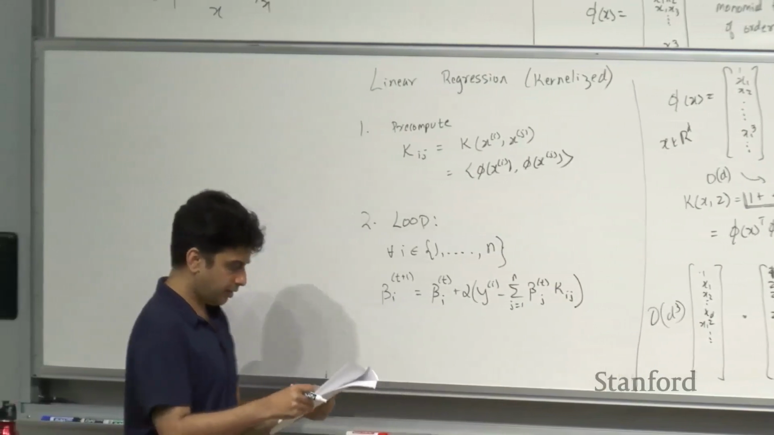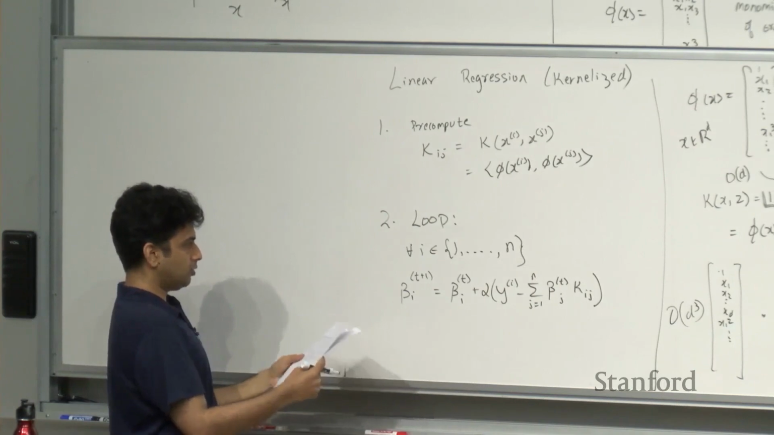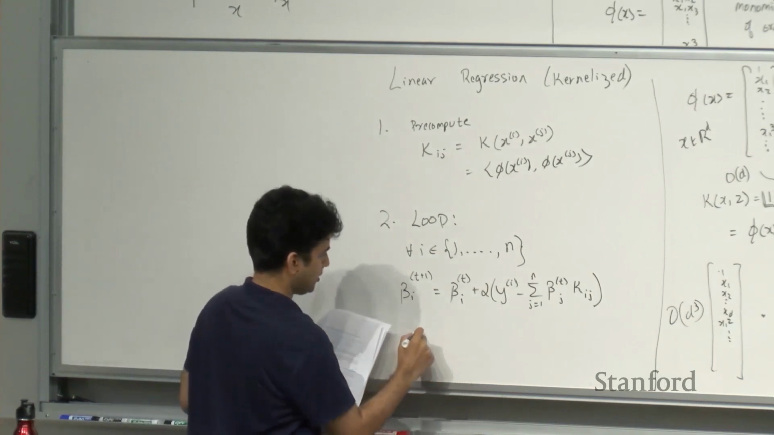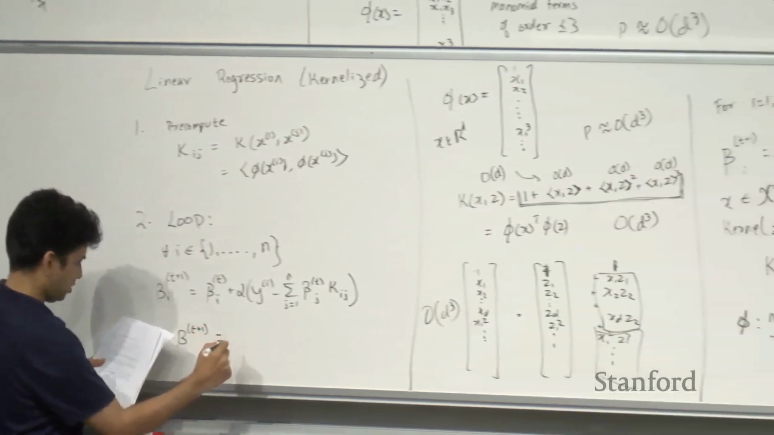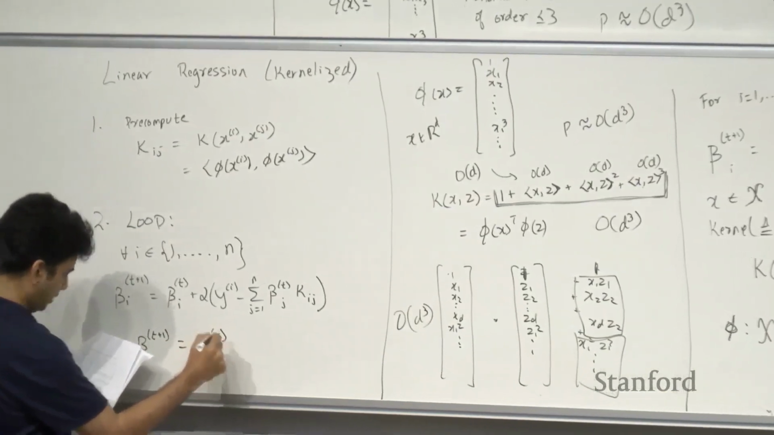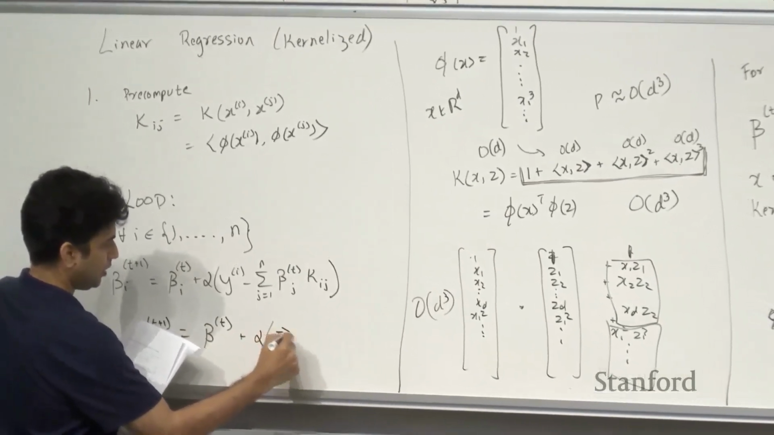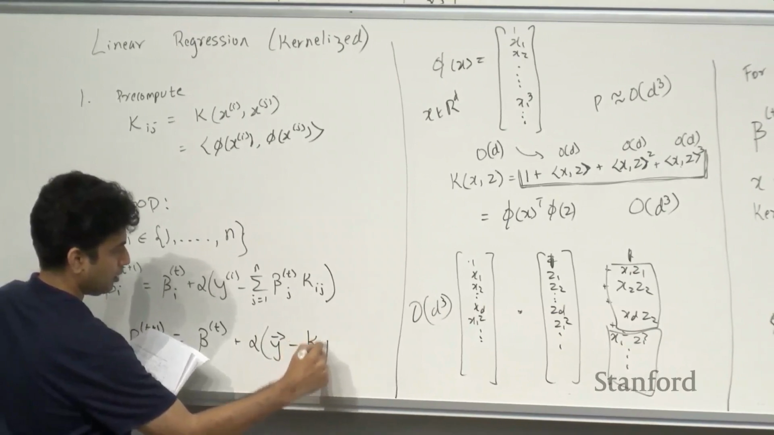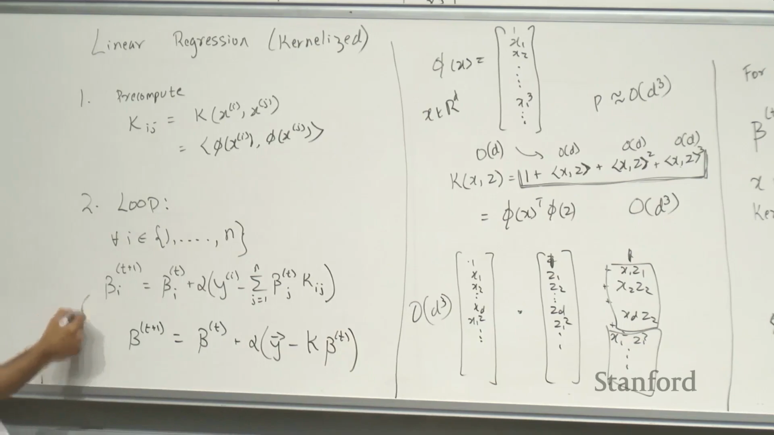You can also compactly write this as beta_(t+1) equals beta_t plus alpha times the vector y minus K beta_t. These two are equivalent, where instead of doing it for all i, you can perform it in one iteration in a vectorized format. Any questions?